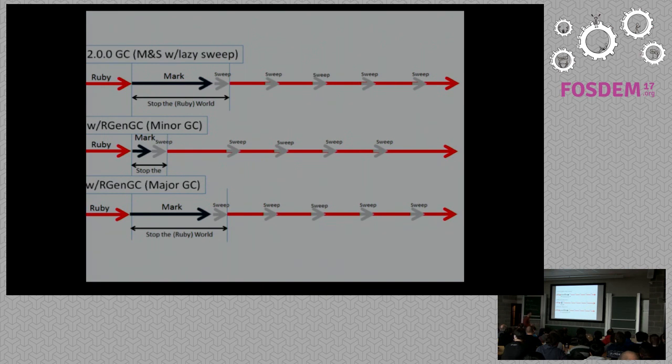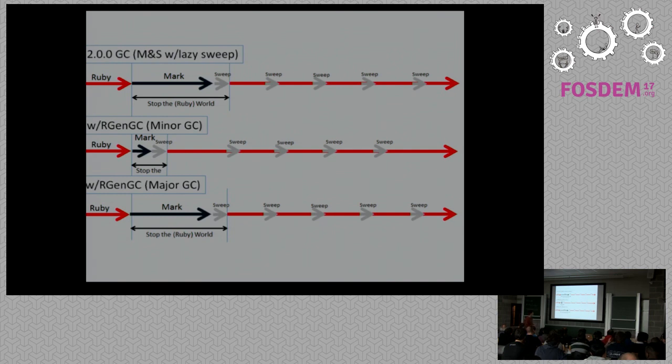So the whole advantage here is most of the time we're going to be doing minor GCs. And you can check this yourself. If you look at GC.stat in any running Ruby process, you can see how many minor and major GCs it's done. And usually you'll see minor GCs happen twice as often as major GCs, and sometimes more, depending on the age of the process and what you're doing with it.